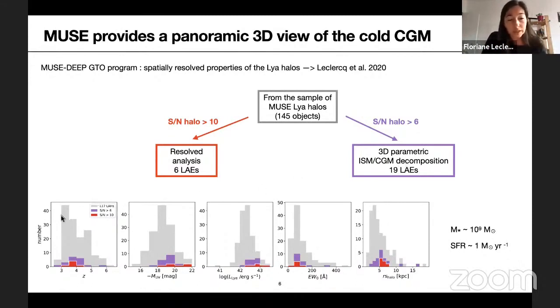Here you can see the distribution in properties of our sample. With this selection, we selected the brightest galaxies in UV and in Lyman alpha, but still those are quite low mass galaxies, 10 to the 9 solar masses on average. And so here I'm starting with the resolved analysis of those halos.